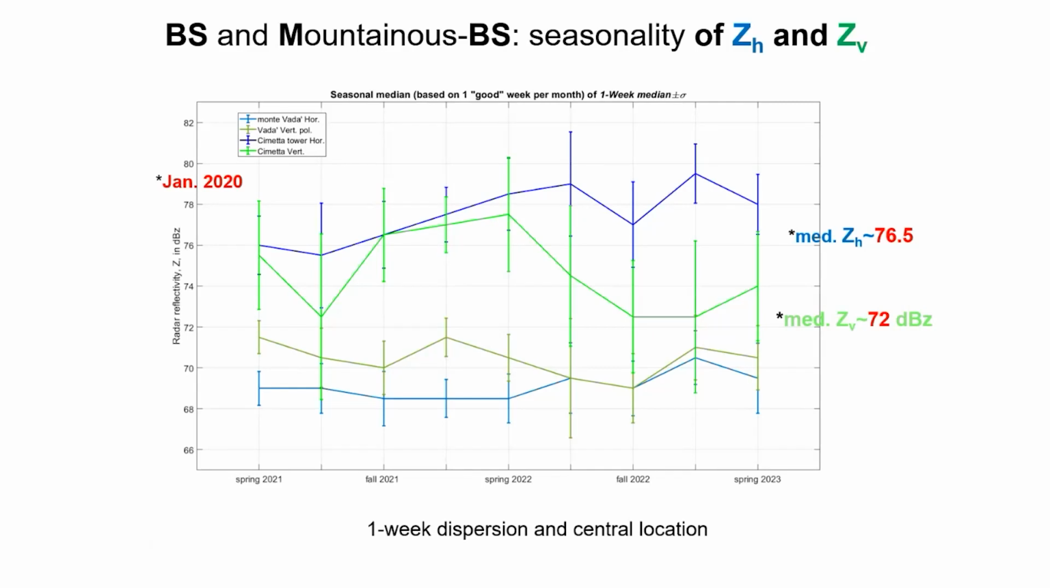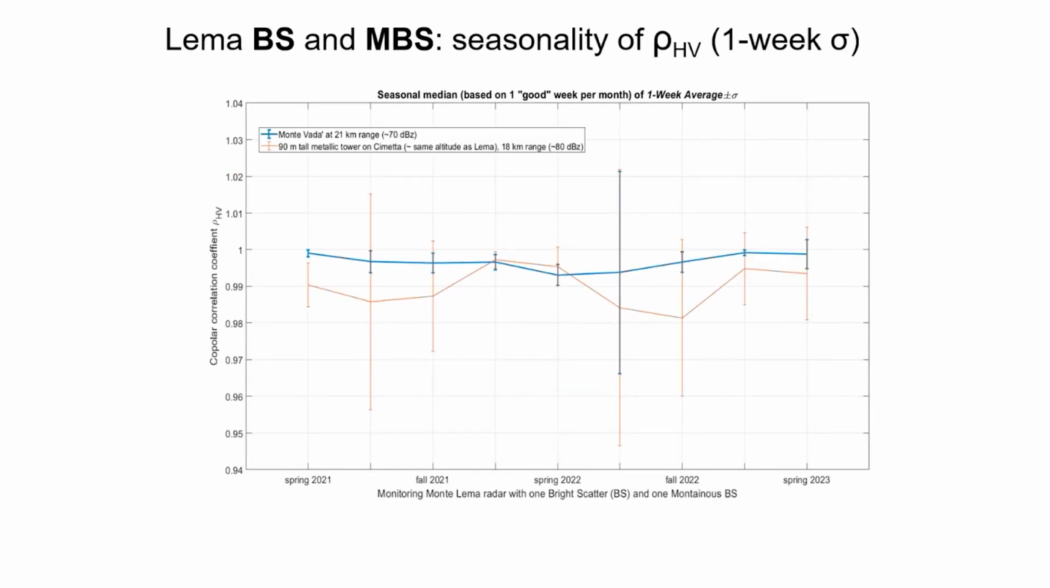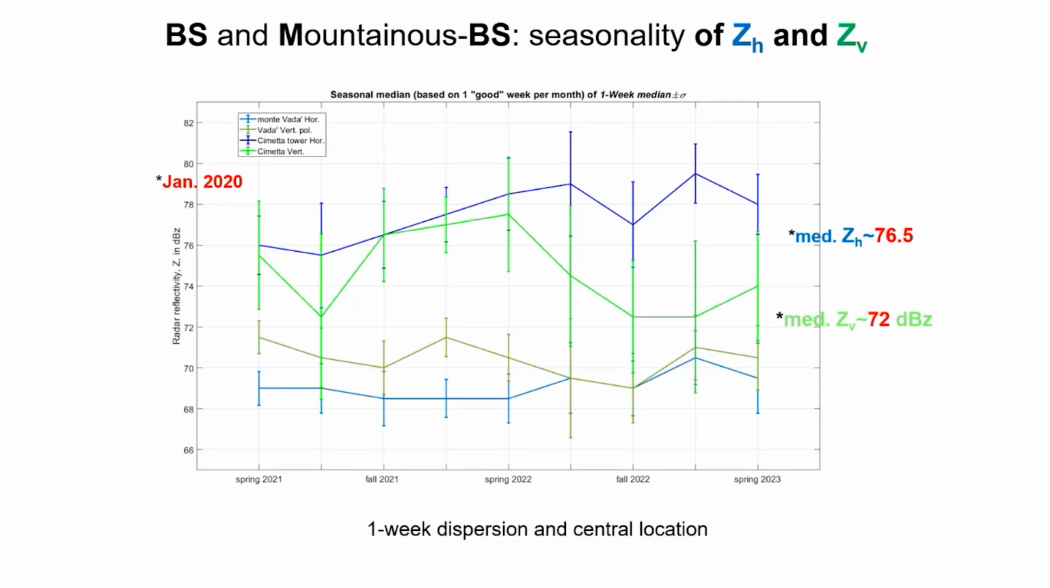With this seasonal monitoring, you see that January 2020 was somehow unlucky, in the sense that 76.5 mean is at the low limit of ZH, and 72 dBZ is at the low limit of the ZV for Cimetta.